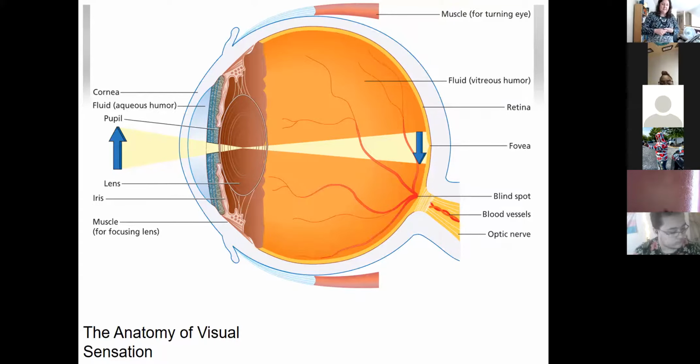So the lens is transparent and somewhat flexible. This is the lens here, this big round thing. I guess it's kind of ovaloid. And when a person's looking at an object far away, the lens has a relatively flat shape. However, when a person is looking at an object that is closer, it'll curve to bend the light to help us focus on it.